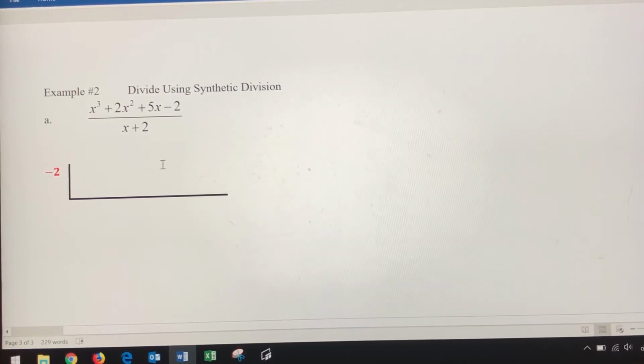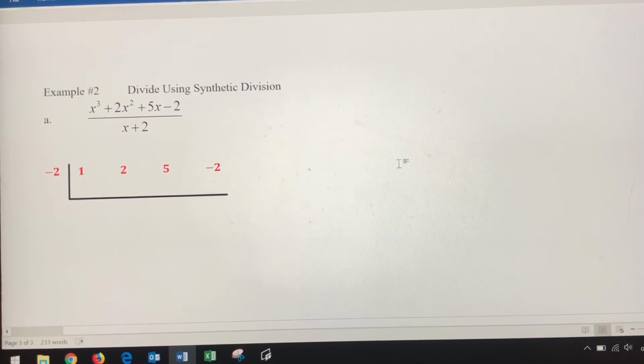I'm going to have a row of values here, and some space that I'm going to fill later on. What's going to go across this line is the coefficient of each term in the dividend. The coefficient of x cubed is 1, so that's going to go there. The coefficient of x squared is 2. The coefficient of x is 5, and the coefficient of the constant is -2.